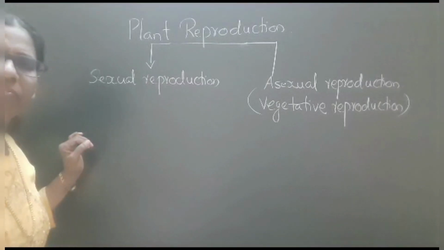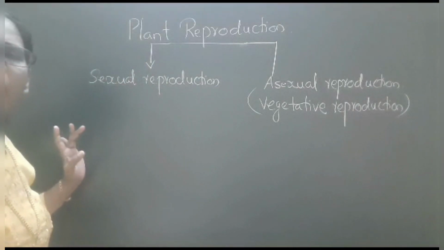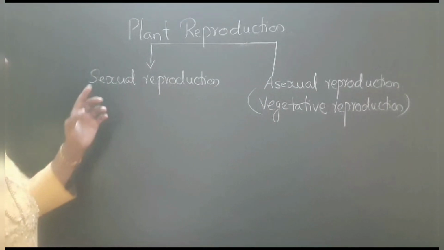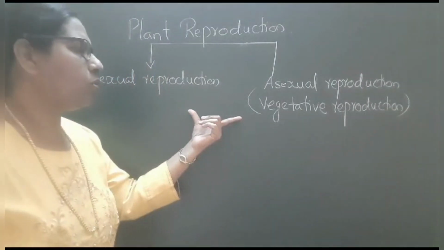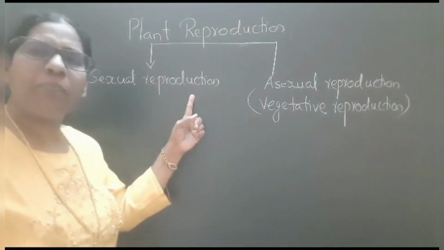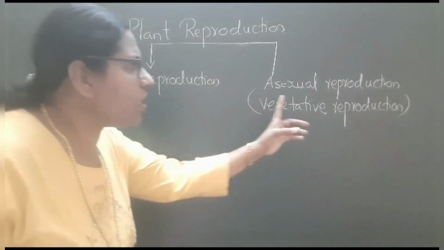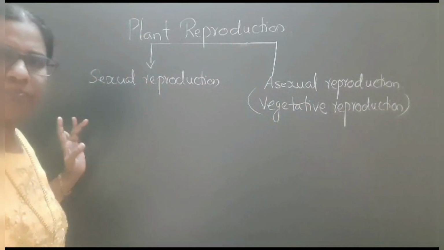Hi students, today let us learn about fertilization. Before going into fertilization, let us learn a little bit about plant reproduction. Reproduction in plants can be categorized into two. Number one, sexual reproduction. Number two, asexual reproduction. Asexual reproduction is otherwise called vegetative reproduction.